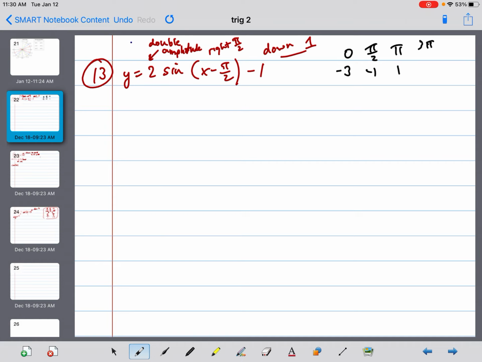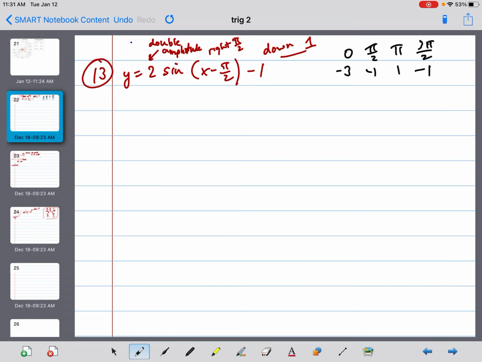Then at 3 pi over 2, it starts to go down again. 3 pi over 2 minus pi over 2 is pi. Sine of pi is 0. 2 times 0 is 0. Minus 1 is negative 1, so it starts to go down again.